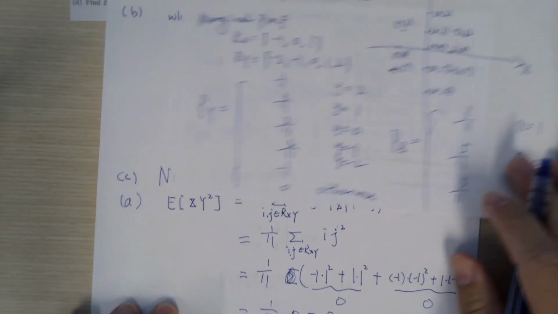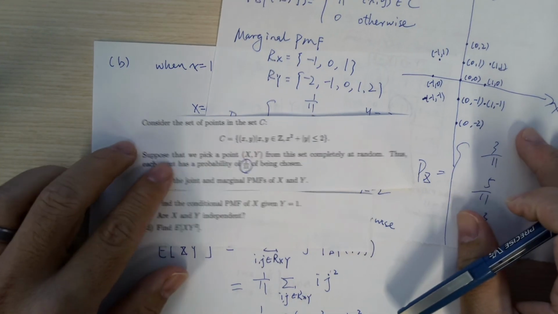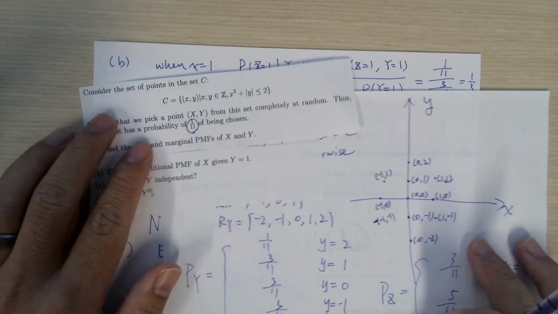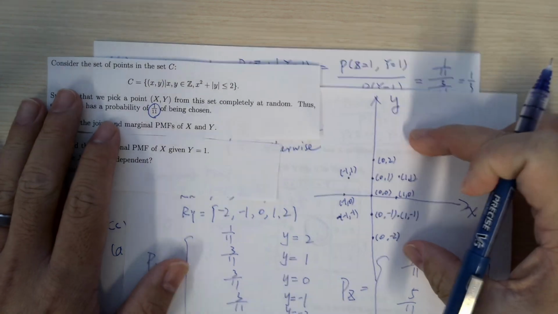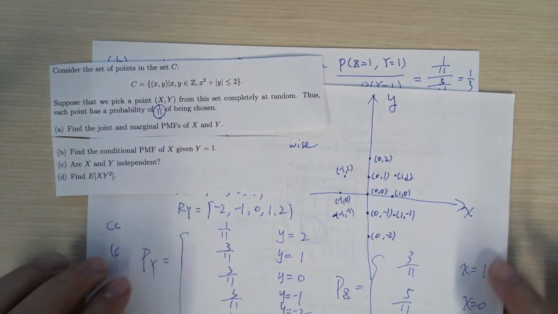Okay, so that finishes the whole problem here. I think when we draw this graph, it's very helpful to figure out all this for PMFs.